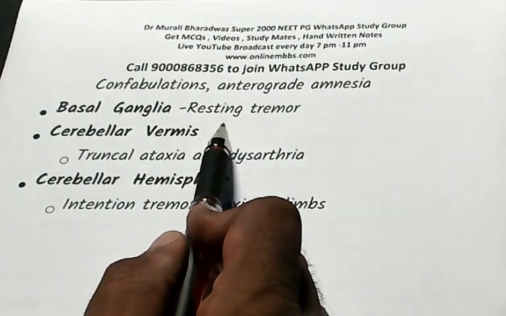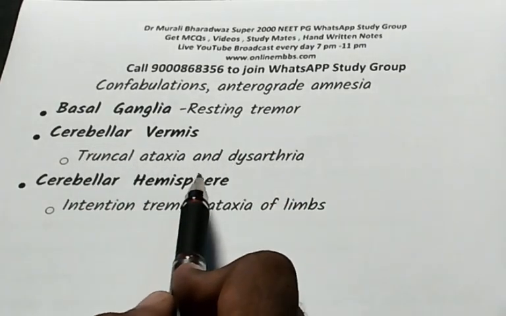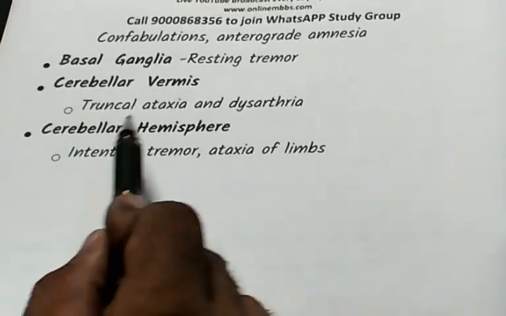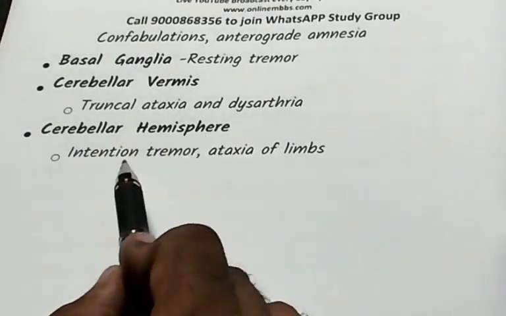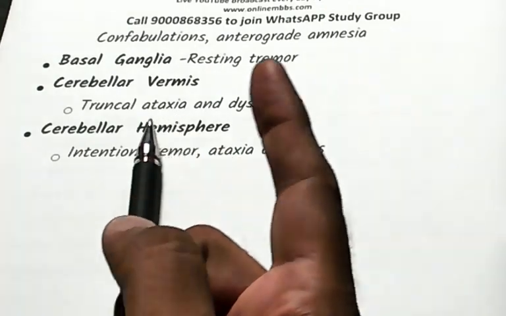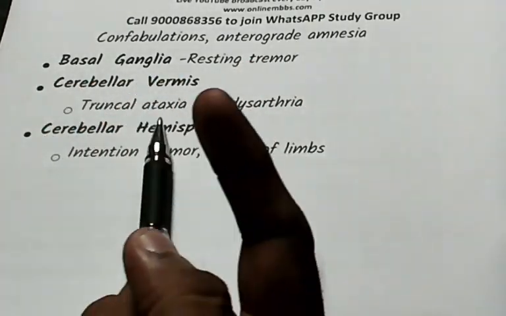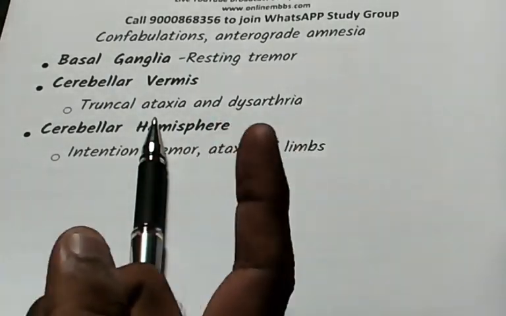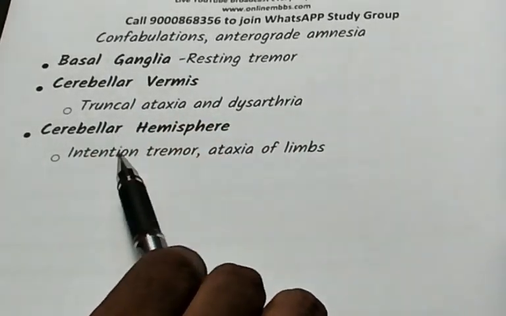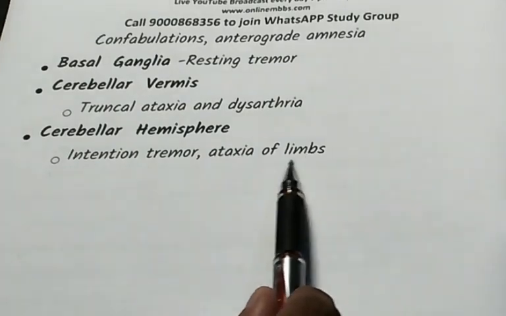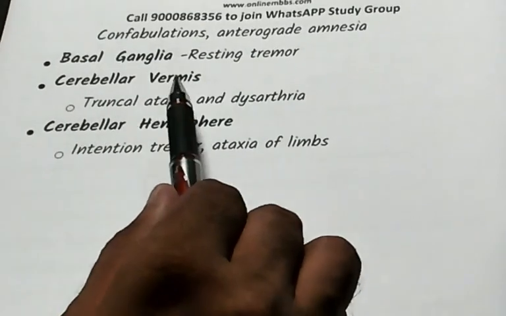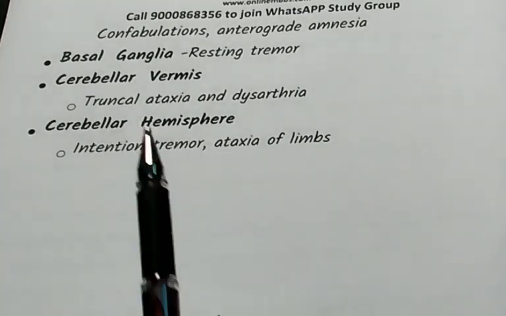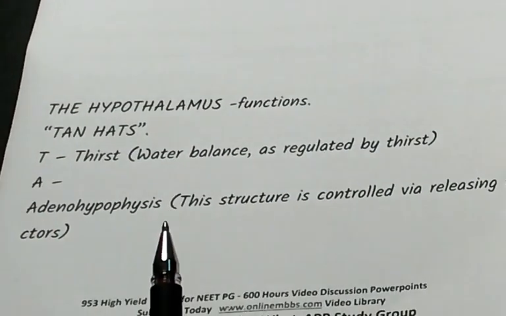Parkinsonism में क्या होता है? Resting tremor. Cerebellar vermis, truncal ataxia, dysarthria. Cerebellar hemisphere में lesion हो गया तो intention tremor. Touch your nose with your finger. So when he has to start an activity, then he will start having the tremor, intention tremor, and ataxia of the limbs. Truncal ataxia is in the vermis, limb ataxia is in the cerebellar hemispheric lesion is what you need to remember.